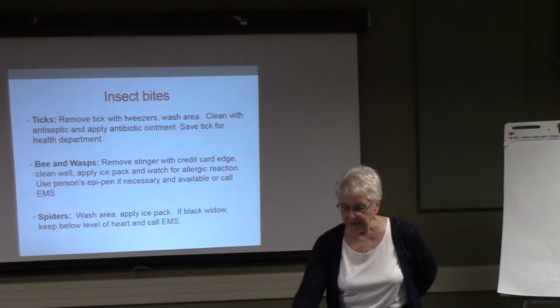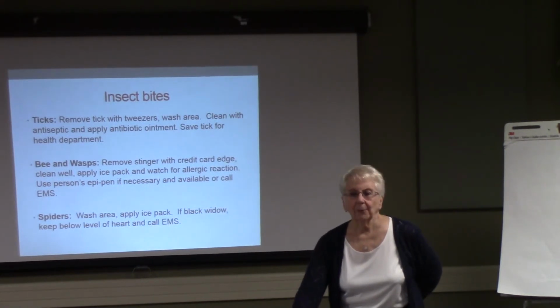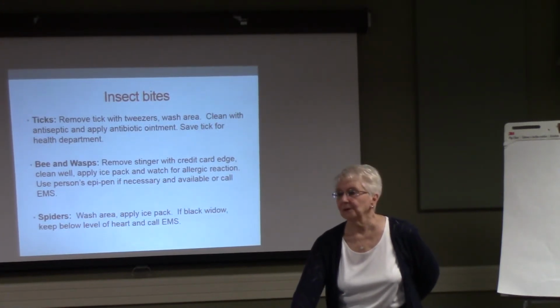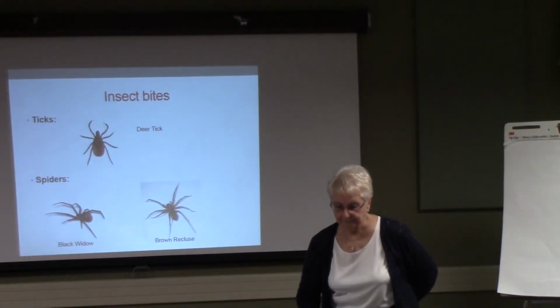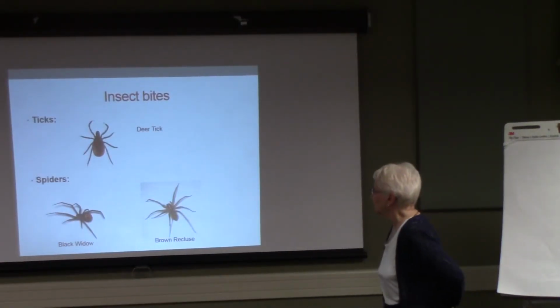Spiders: wash the area. If it's a black widow, you need to go to the hospital. Black widows spread systemically, which means all over the body, and you can die from that. A brown recluse is localized. It's a bad bite. If you ever want to see some of the brown recluse bites, get online and Google it. Not pleasant stuff. But here they are, in case you don't know what they look like.